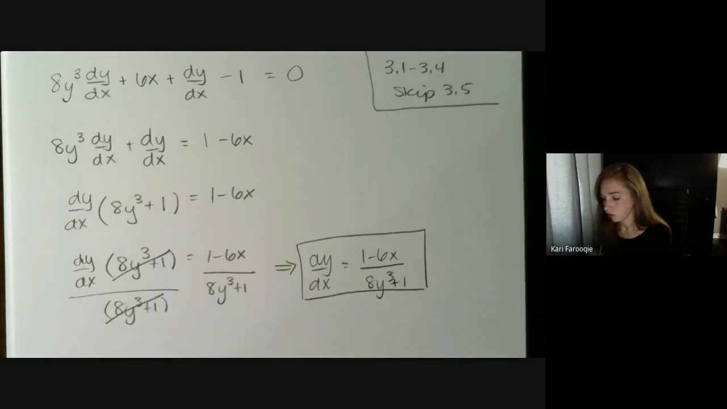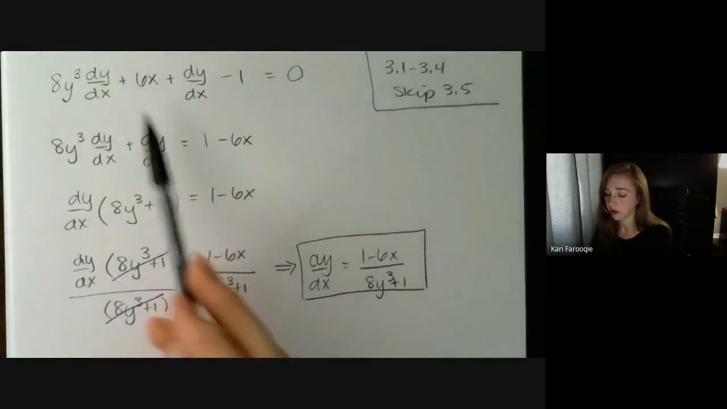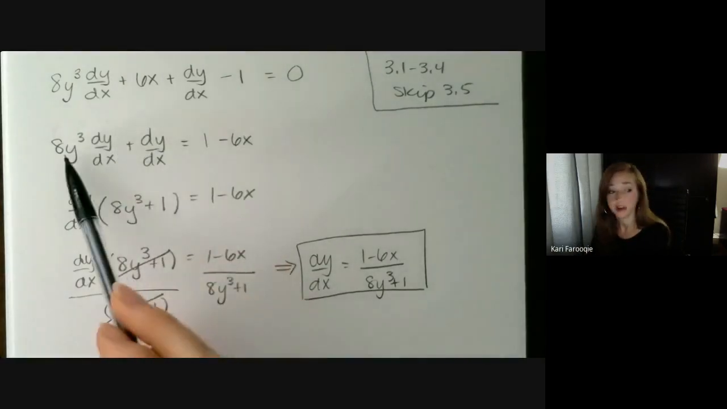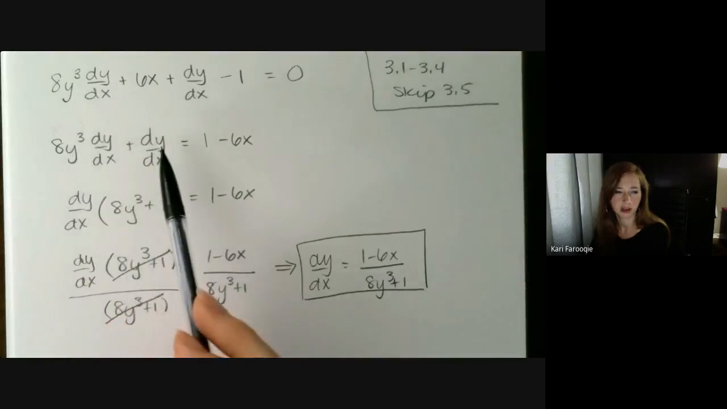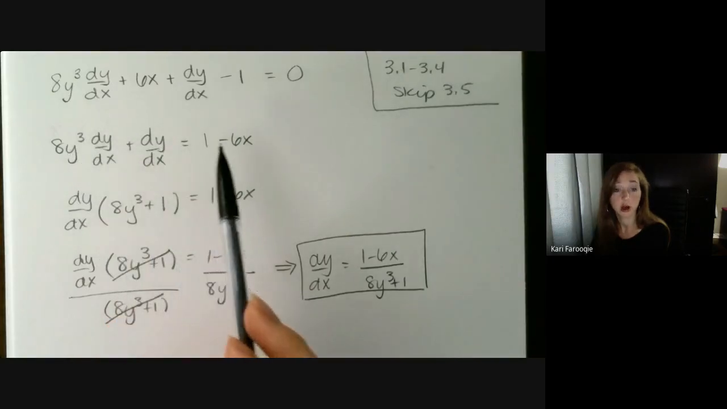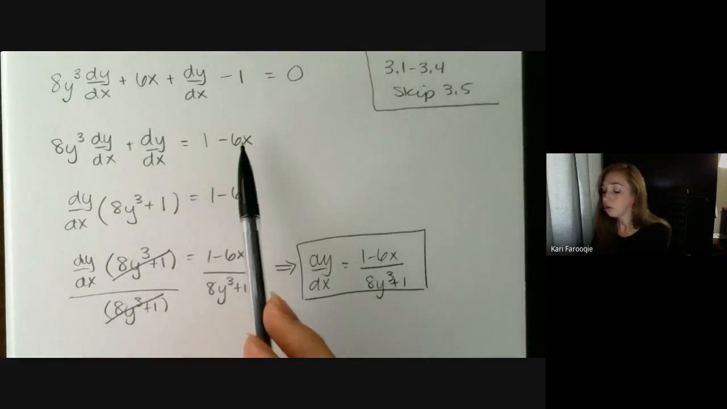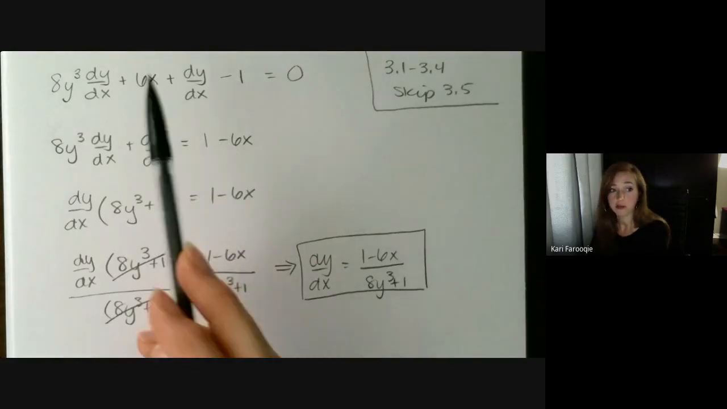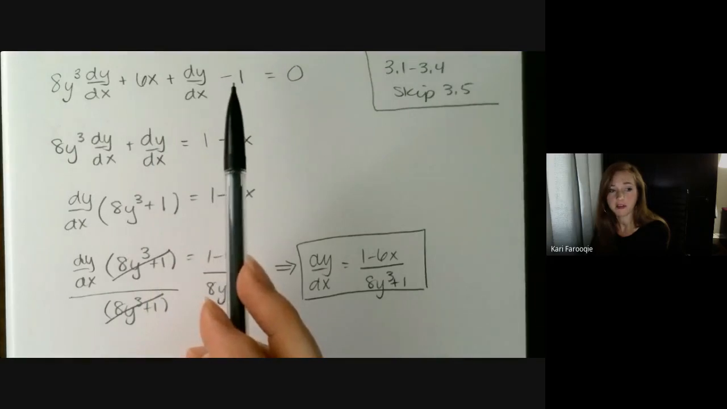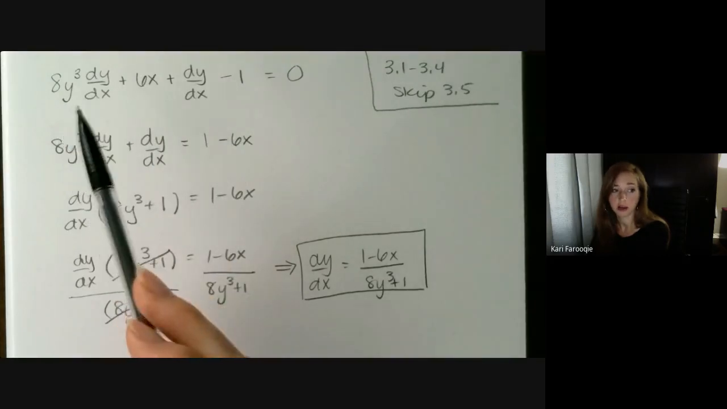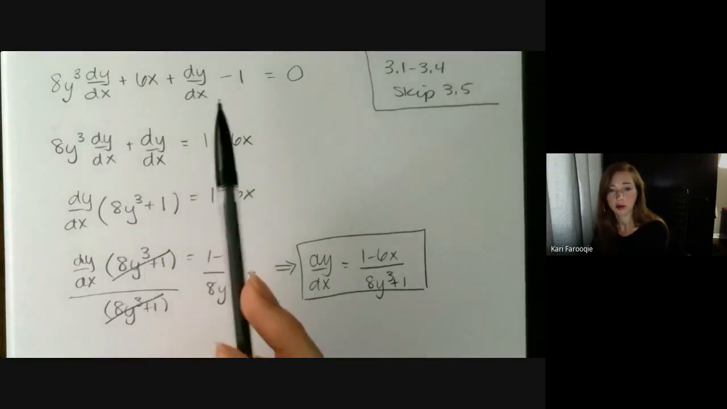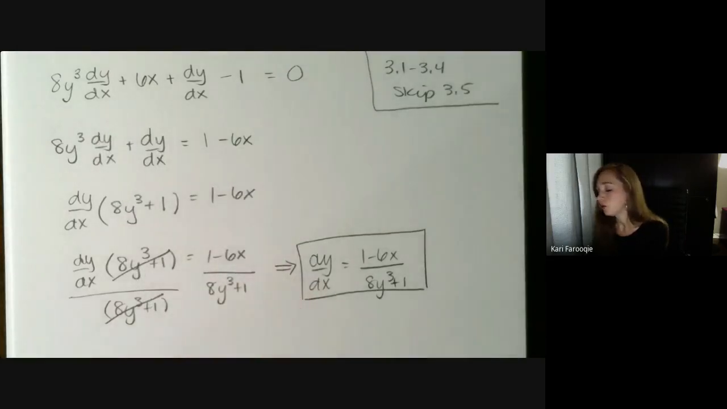What I was going to mention was sometimes it's completely arbitrary which side we decide to put the dy dx's on. So in this step, I decided that I was going to leave the dy dx's on the left, and I was going to move the non-dy dx's to the right. Well, like I said, that's arbitrary. You might have left 6x and minus 1 on the left-hand side, and then on the right-hand side, you would have had 8y cubed minus 1 quantity times dy dx. If you had done that, your answer would be almost exactly the same. It would just have exactly opposite signs throughout the whole answer.